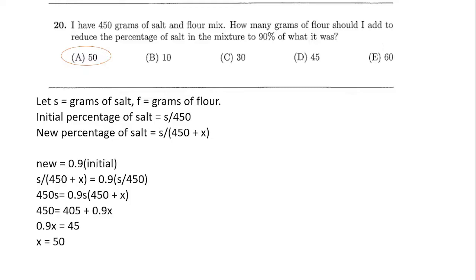And then when you add the flour, depending how much you add, so x, it's now going to be S divided by 450 plus x. And then we set the new to 90% of the initial. So then S on 450 plus x equals 0.9 times S on 450. We can cross multiply and then simplify this, and then we're going to get x equals 50. The answer is A.